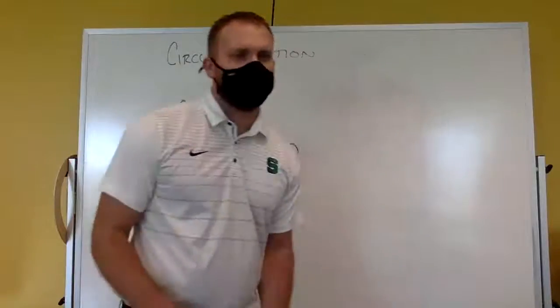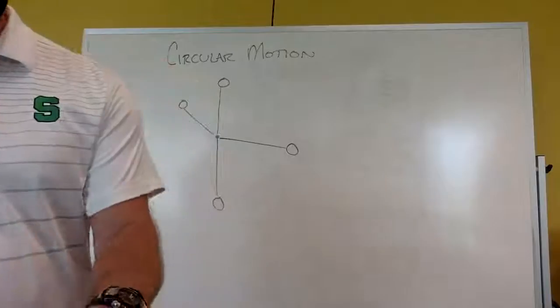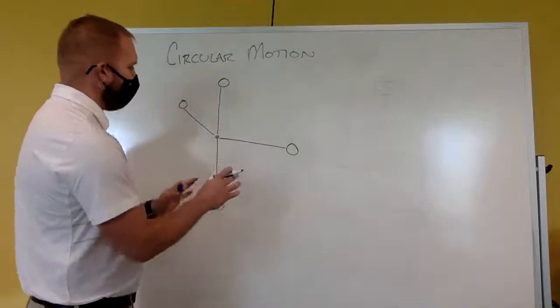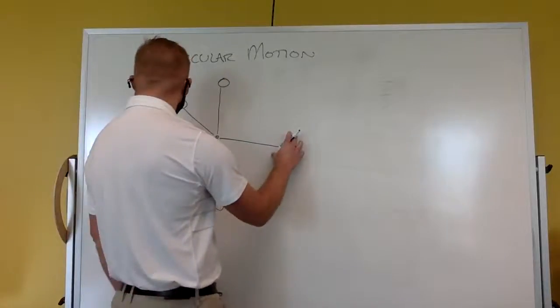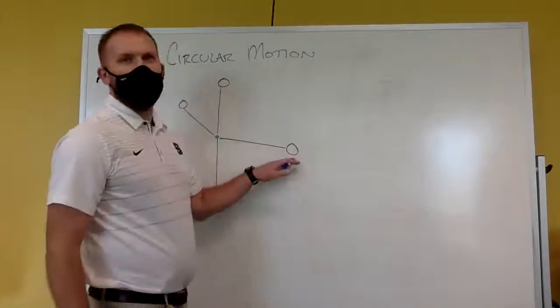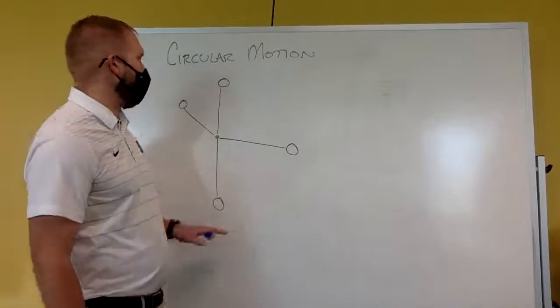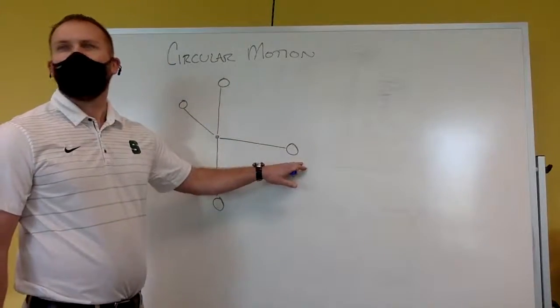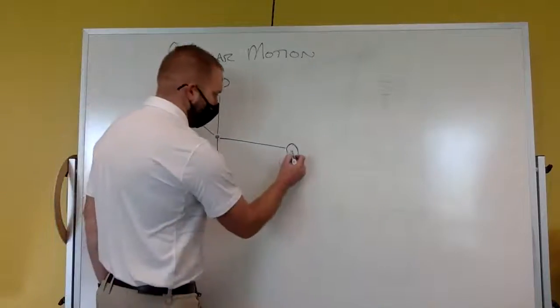Here's my string. Okay. Let's do this. It's always pulling in a circle. So let's go right here. What are the forces acting right here? This is my mass, right? Being pulled in a circle. What are the forces here? Gravity. Good. Gravity, straight down.